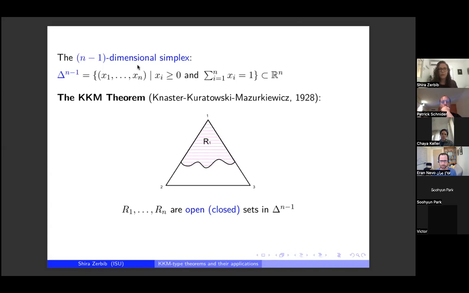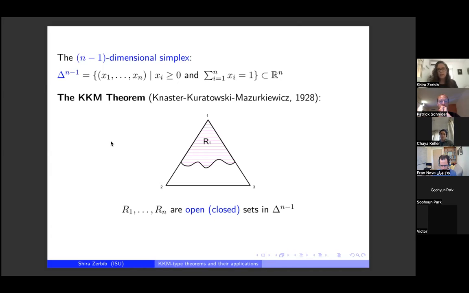So we have the n-1 dimensional simplex that we think of as embedded in Rn in the usual way. So it's the convex hull of the standard basis vectors in Rn, or the set of n-tuples with coordinates that are non-negative and sum up to 1. And so let us introduce the KKM theorem.